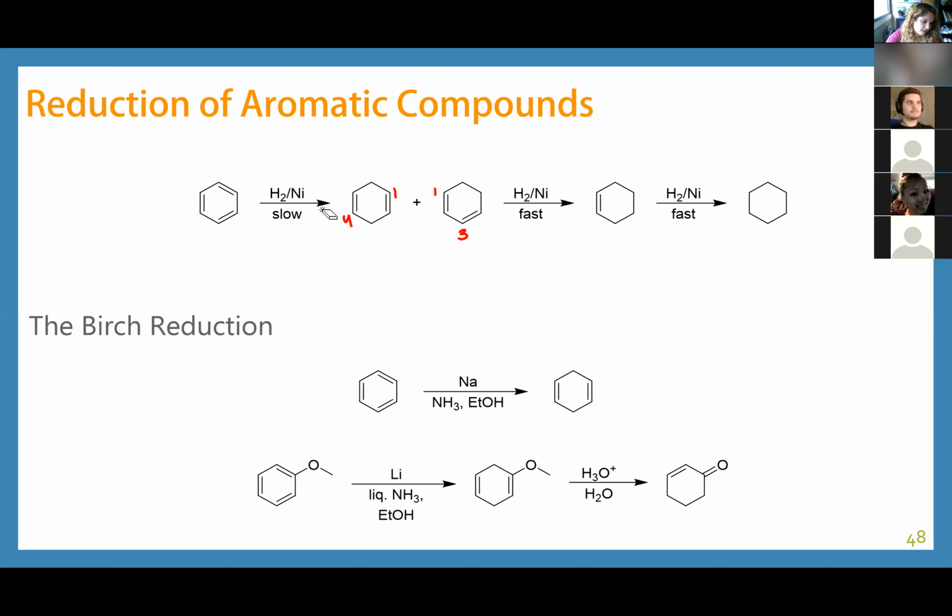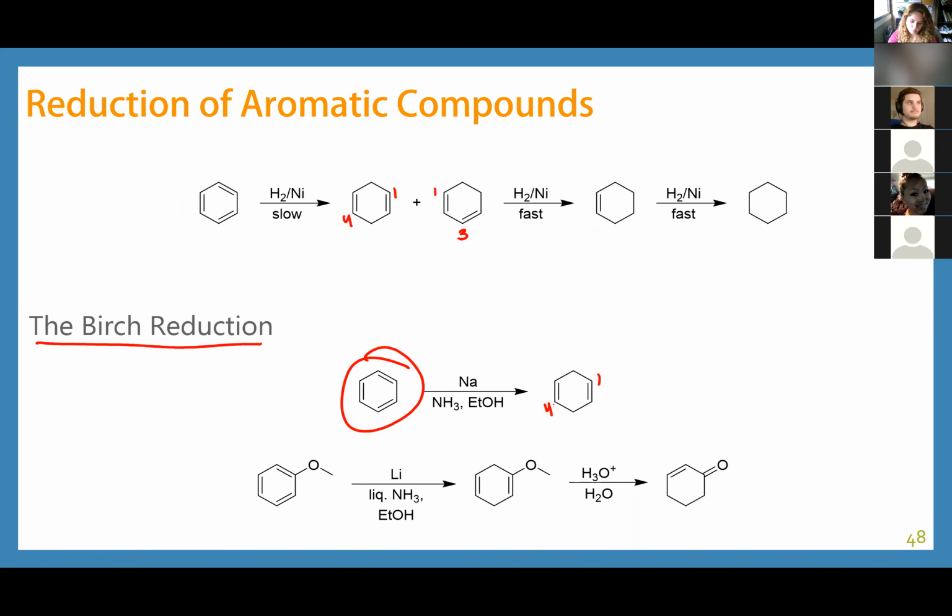There's another type of reduction that's really interesting. It uses sodium metal, ammonia, and ethanol. Or you can use lithium metal instead. This is called the Birch reduction, and if you react benzene with either sodium or lithium in the presence of liquid ammonia, that's what the "liquid" means here, you're going to end up with strictly the 1,4 product, not the 1,3.